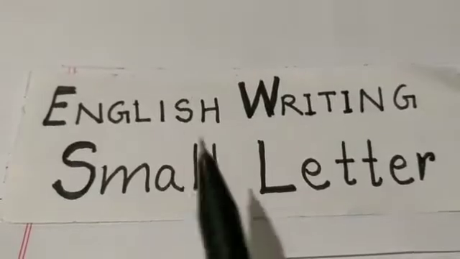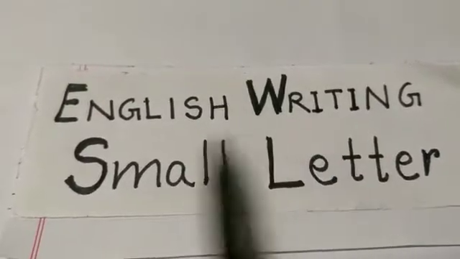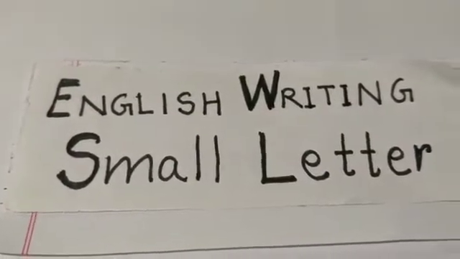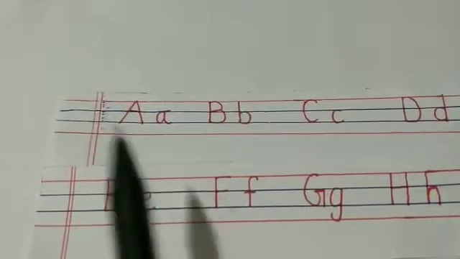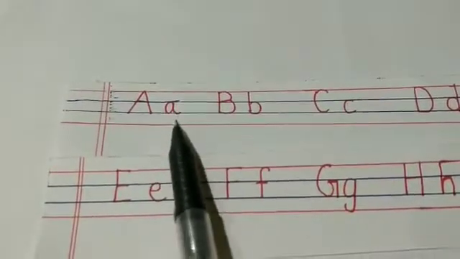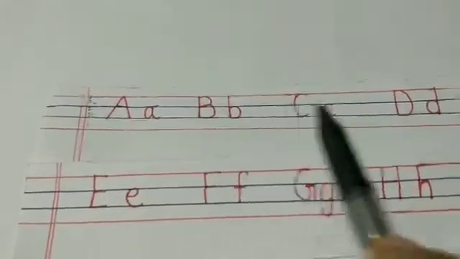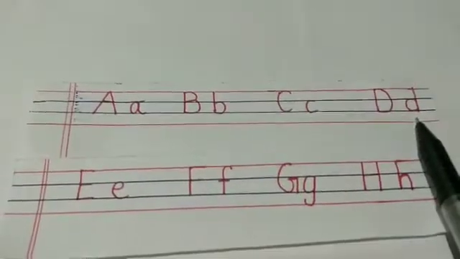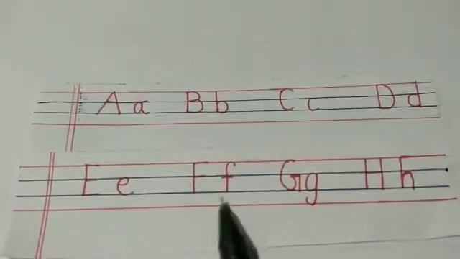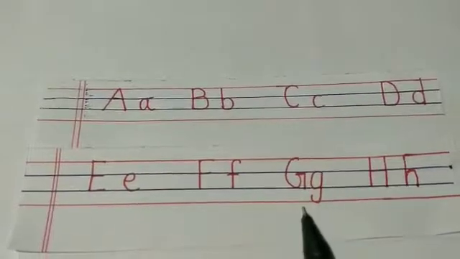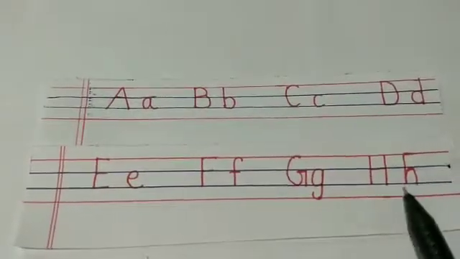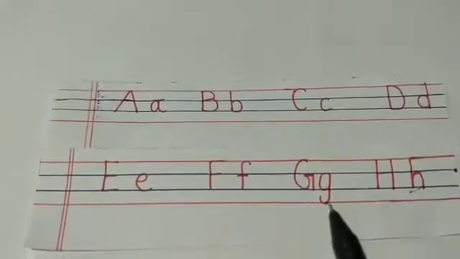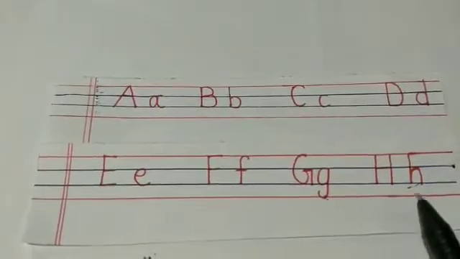Today we are going to learn the next part of English writing small letters. Last week, as I have already taught you how to write small a, small b, small c, small d, small e, small f. Today we are going to learn small g and small h.